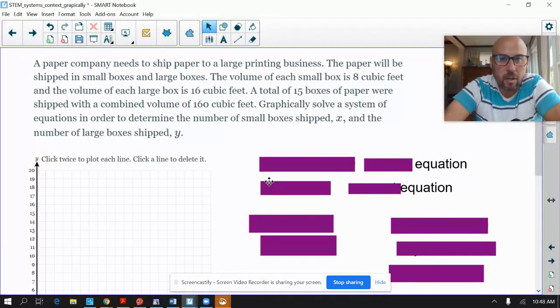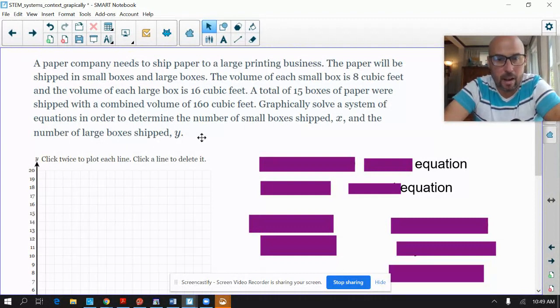Well, it's about a paper company, and after I read it once, I always look again at what is being asked. Determine. So find out the amount of small boxes, and we're going to call that X. So again, we don't have to label our variables, but they label them for me. And then the number of large boxes, which is Y.